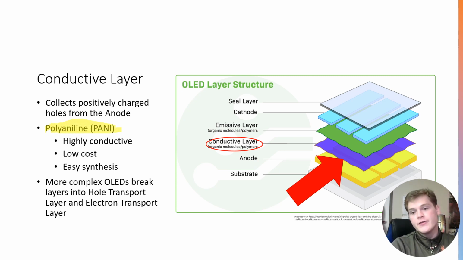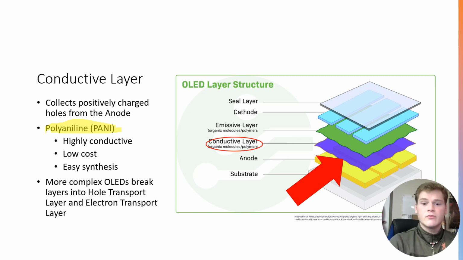And this material is utilized for many different reasons. For one, it is highly conductive, and it really allows electrons to not only move freely, but also to combine and be pulled apart freely. On top of that, polyaniline is relatively cheap to produce, and it's pretty easy to synthesize in a lab. So polyaniline really gives the conductive layer its purpose.